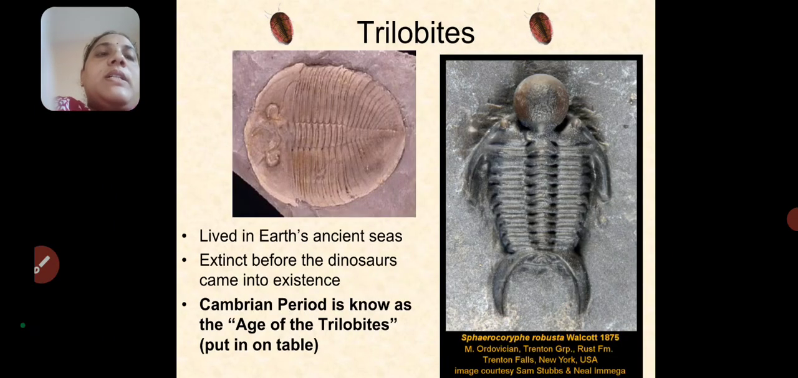The trilobites are the fossils which we observe in the Paleozoic period. These trilobites lived in the Earth's ancient seas and became extinct before the dinosaurs came into existence. The Cambrian period is known as the age of the trilobites. Okay? Age of the trilobites. These are the pictures.